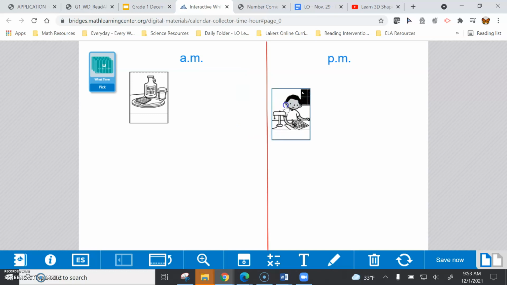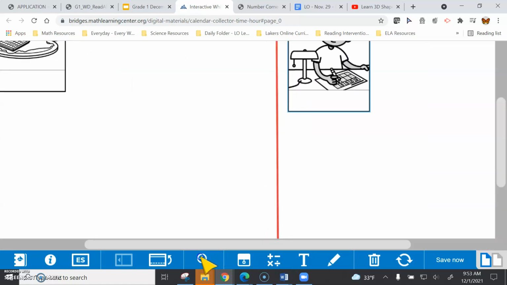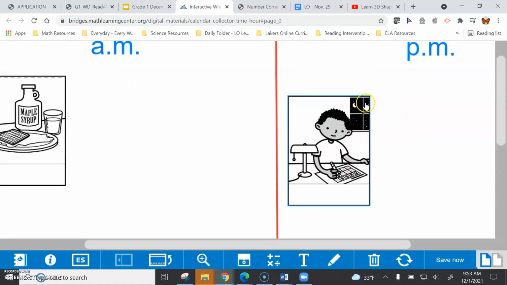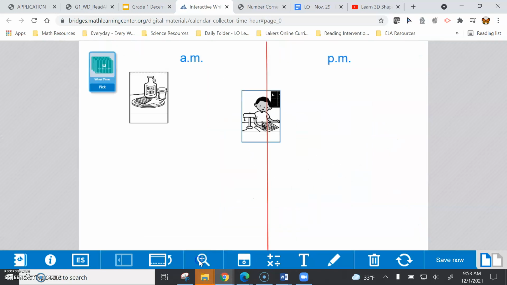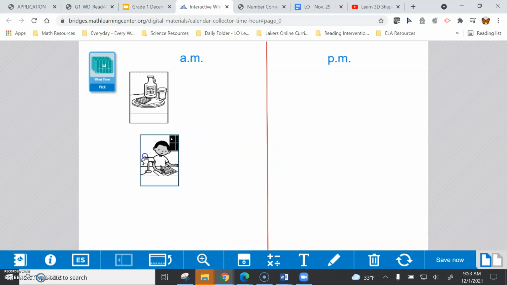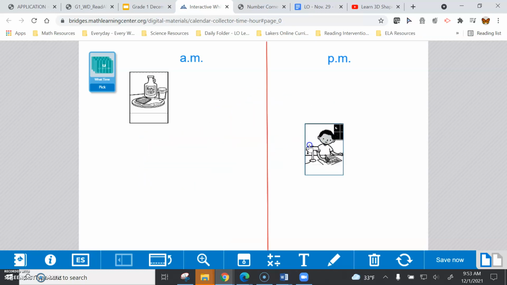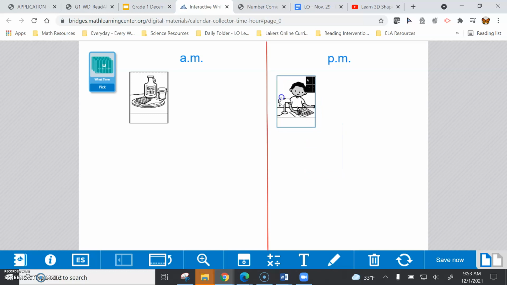Whoa, this looks like someone working. But what I notice, if we look at it very closely, is that it's dark outside and the moon is out. Would that be AM or PM? You're right. That would be in the PM. Someone could be doing their homework when it is dark. And as we know, it gets dark very, very, very early now. So that is the PM information.